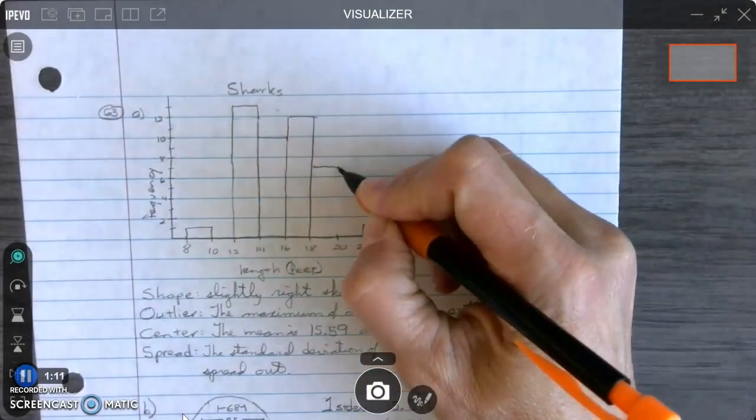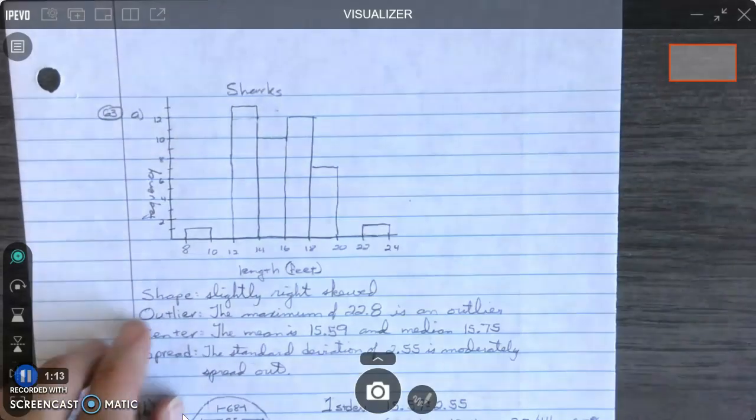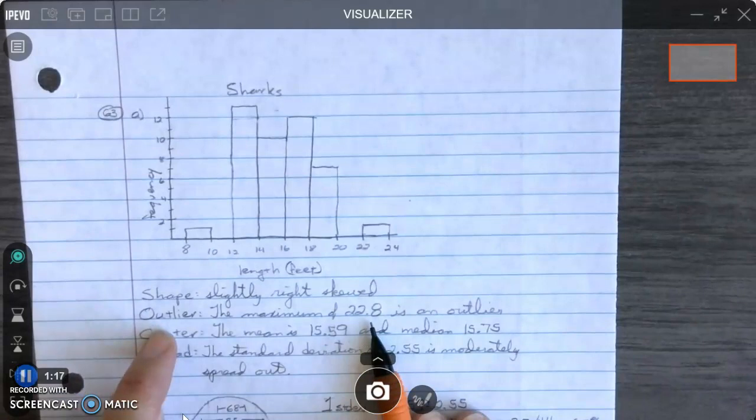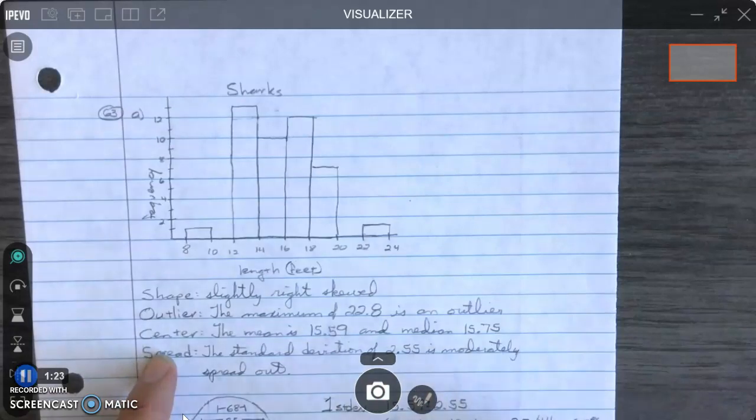Alright, so this was with our sharks. The shape was slightly right skewed. We had an outlier of 22.8. We have a center where the mean is 15.59 and the median is 15.75. So those are really close together. It's looking like we are symmetric. The spread has a standard deviation of 2.55, and that's a moderate spread.